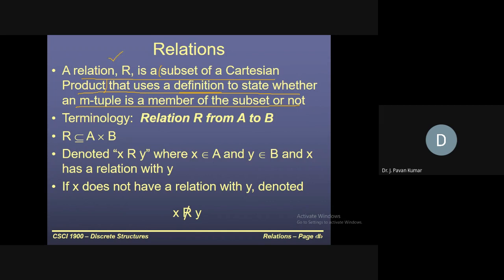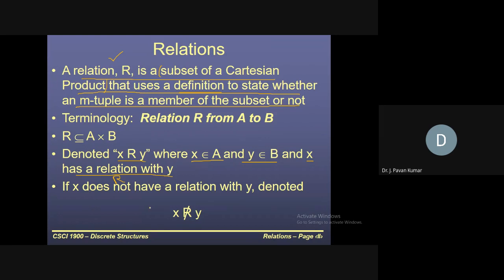Let us see the example like X R Y. What does it mean? As we have discussed, X comma Y satisfies this relation in the sense that X belongs to A and Y belongs to B. Why? Because it is a subset of the Cartesian product. In the Cartesian product itself we have this definition: X belongs to A and Y belongs to B. And one more condition is that X has a relation with Y. What is this relation? Capital R.